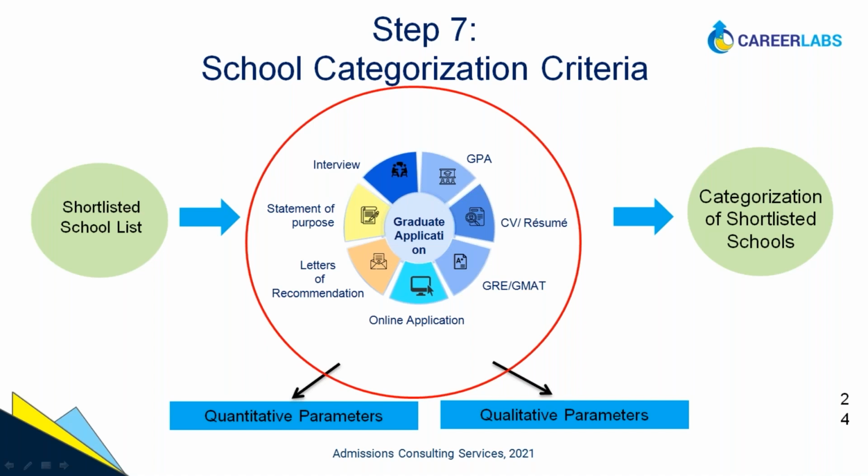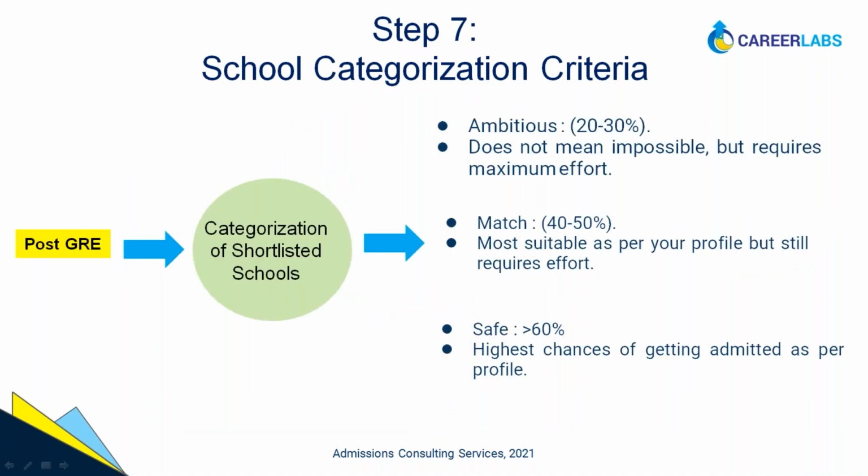So unless we know a lot of details from you, which is ready for submission, after we have all the scores and the most current CGPA from your college, we start the categorization of the schools. We help you with the categorization and tell you which is safe, which is ambitious, which is match, and what the chances are for any of these.